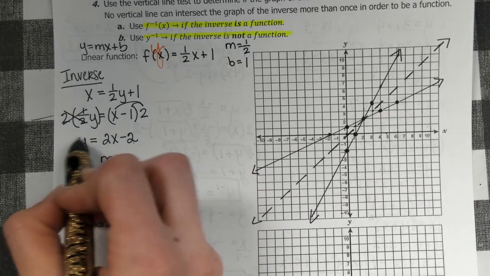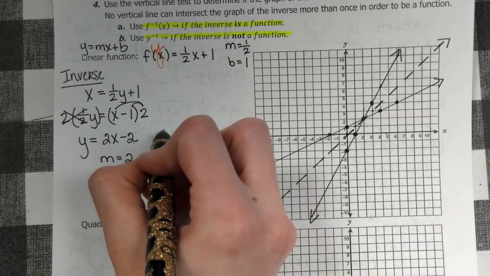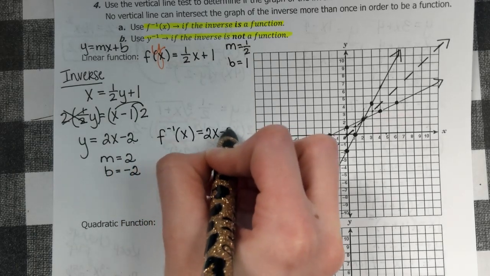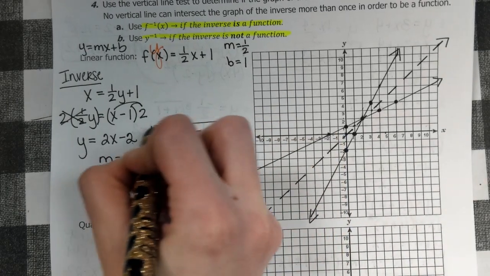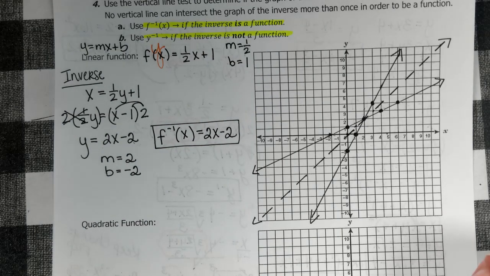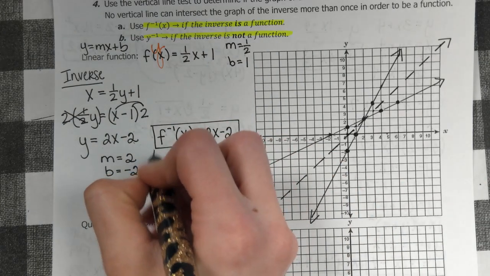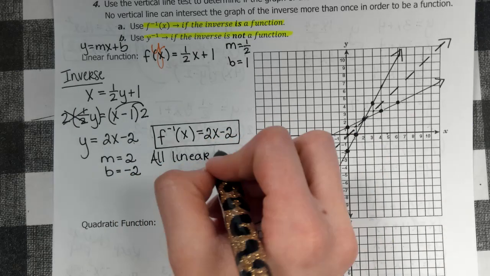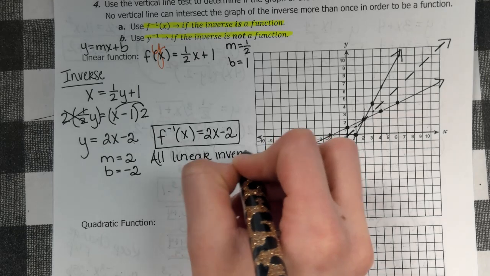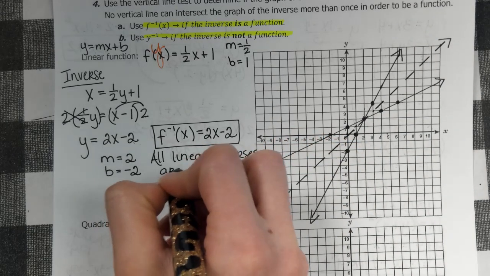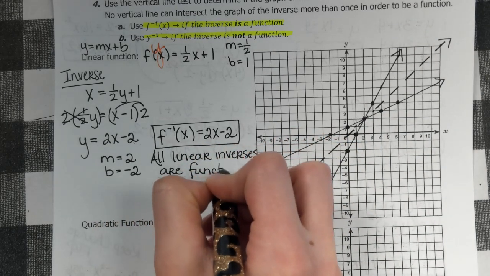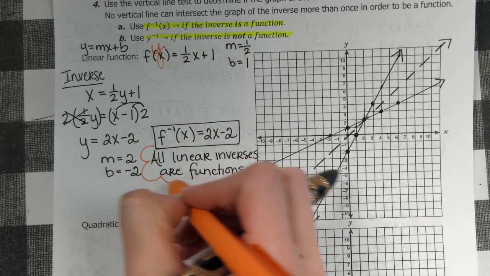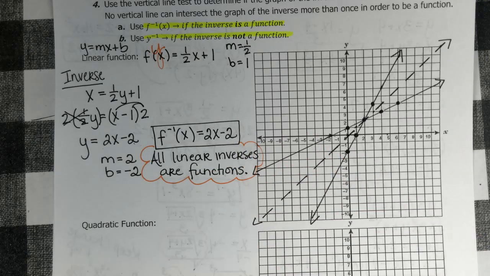So we're not going to just box this. We're going to express that as f to the negative 1 of x equals 2x minus 2. We just put it in the proper notation. Okay? All linear functions, or I'm going to say all linear inverses, are functions. So that means every time you have a linear function, its inverse, when you graph it, will be f to the negative 1 of x.